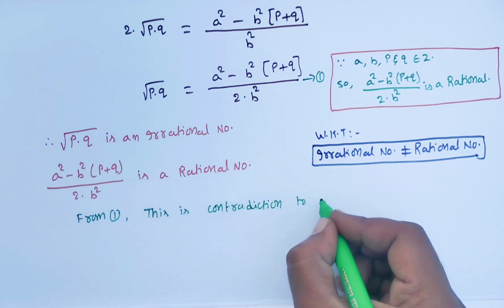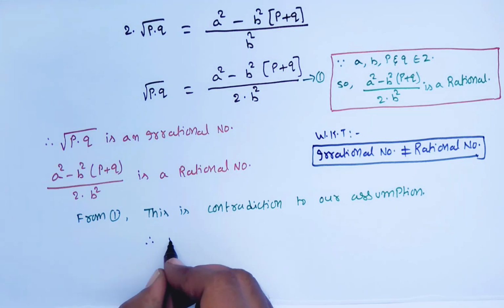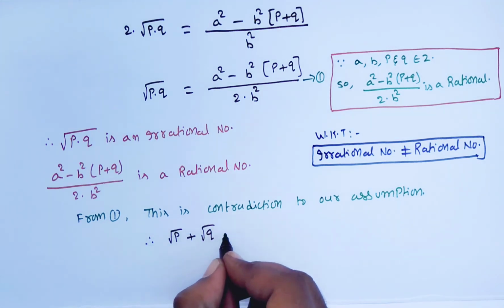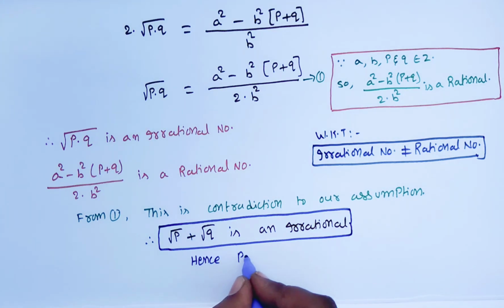This is a contradiction to our assumption. Therefore, root p plus root q is irrational, hence proved. I hope you understand this solution.